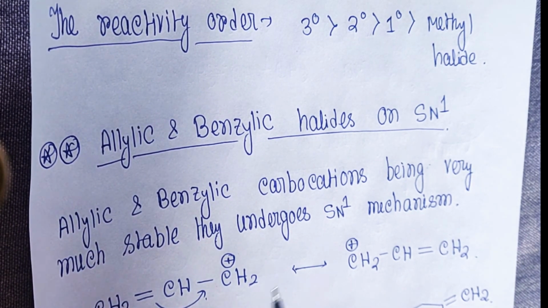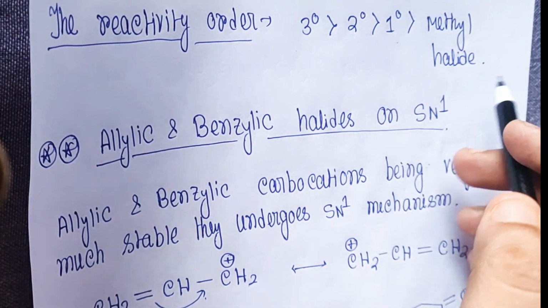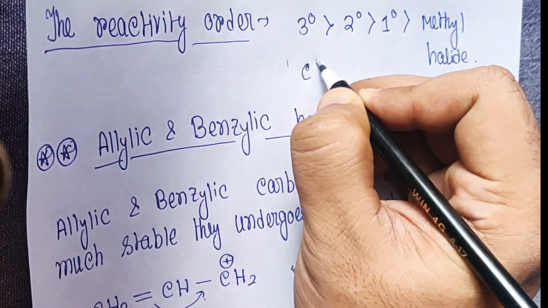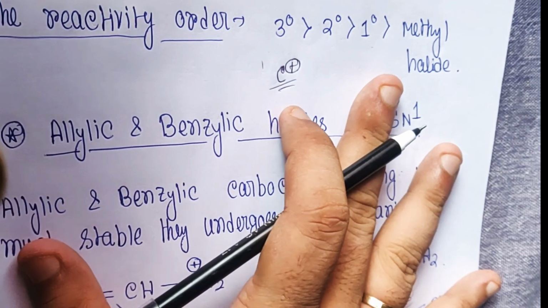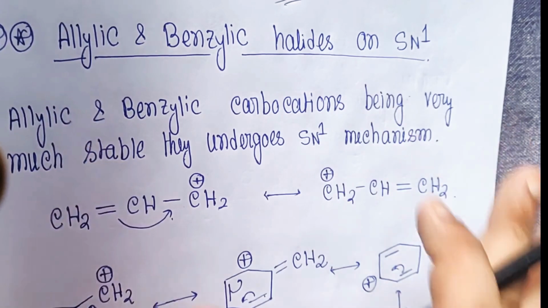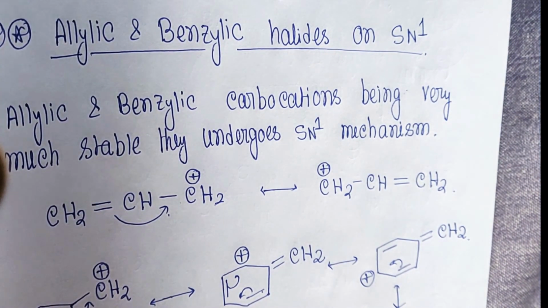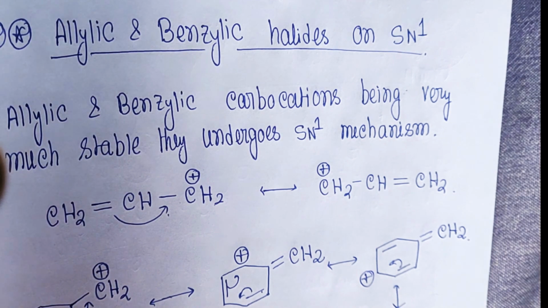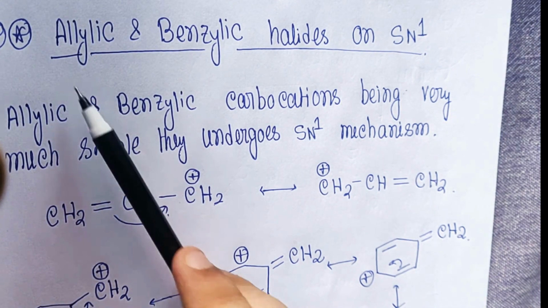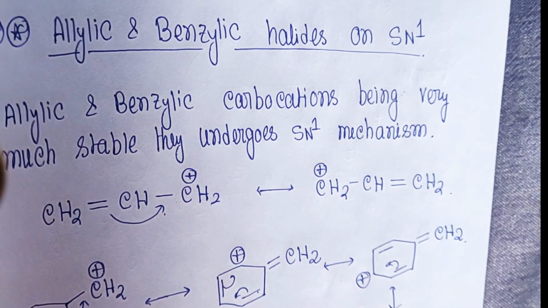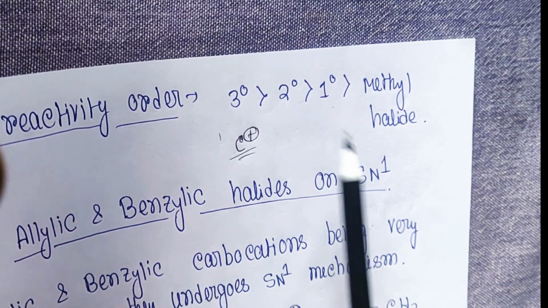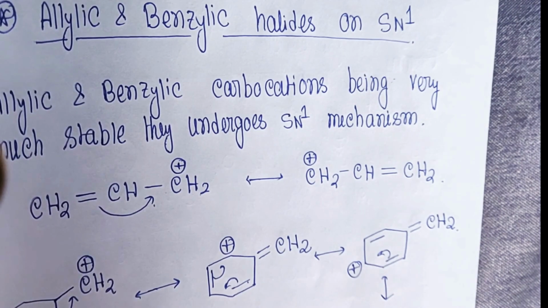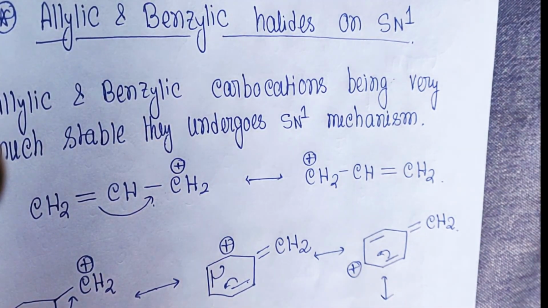So the reactivity order for SN1 type mechanism is 3 degree, 2 degree, 1 degree and methyl halide. As you can see, in SN1 mechanism, carbocation is formed and this is the order of the stability of carbocation. So for that reason, this is the same order as for the reactivity of SN1 mechanism. Now, some extra points are there to be added. Allylic and benzylic halides on SN1. Allylic and benzylic halides are very much susceptible towards SN1 mechanism. Apart from 3 degree alkyl halides, all allylic and benzylic halides are also very much susceptible towards SN1 mechanism.